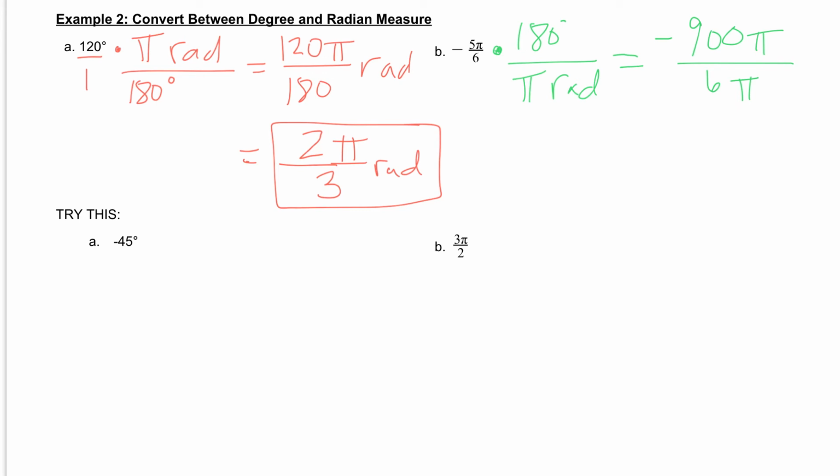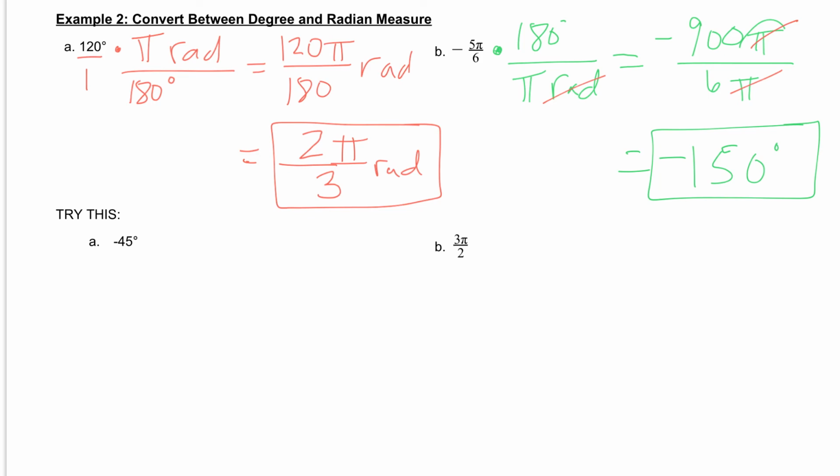Well, the pi's are going to cancel out. So one on the top, one on the bottom, those are gone. If we think about our units, remember this is in terms of radians, so our radians cancel out. And then we are left with negative 900 divided by 6, which will give us negative 150 degrees.